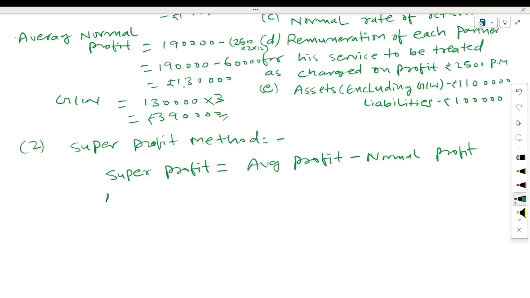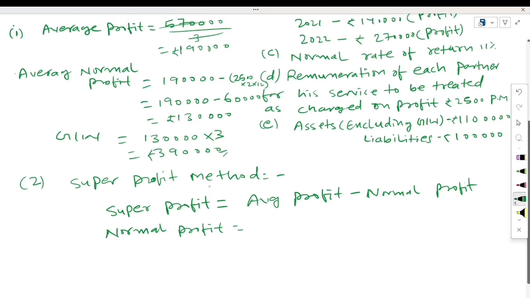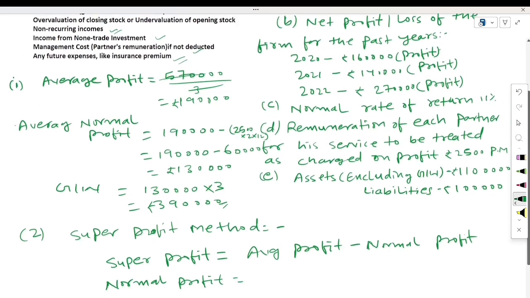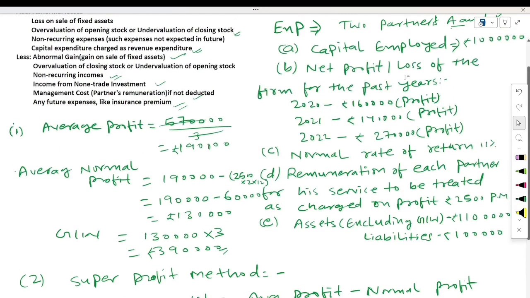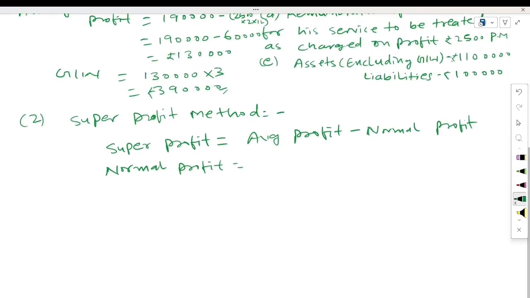And what was the formula of normal profit? Normal profit is equal to capital employed into normal rate of return upon 100. Here capital employed is given how much? Capital employed is given here 10 lakh. So we will write here 10 lakh. Normal rate of return is here 11% is given in question upon 100. It means 1,10,000 would be the normal profit.